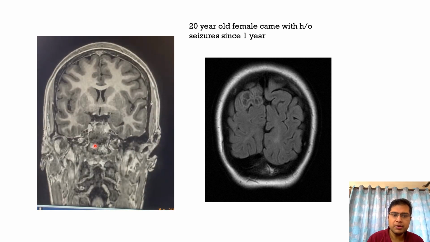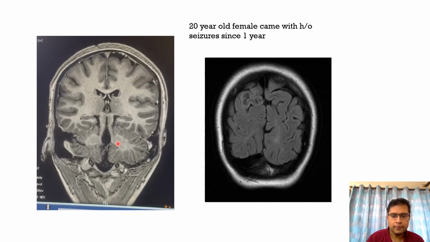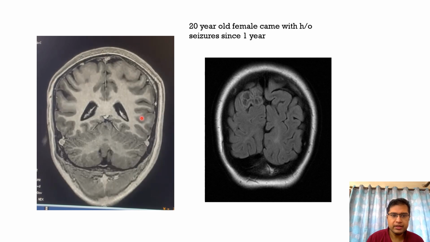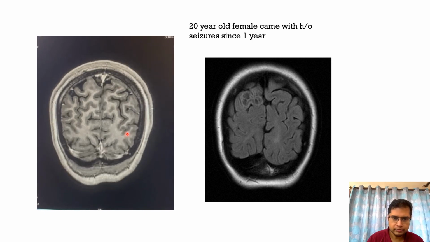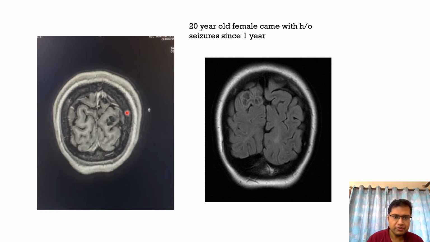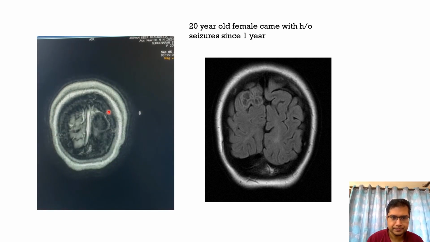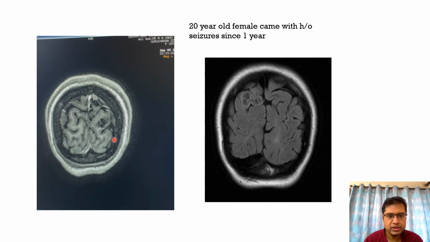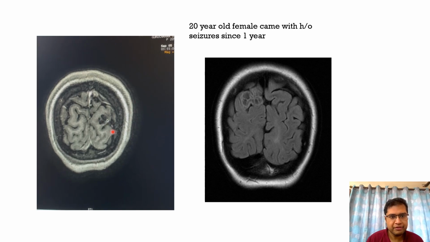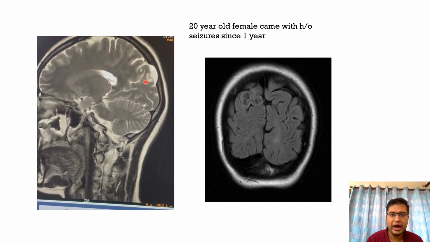These are the coronal images, T1 post contrast images, and we are going from front to back. So this is the cerebellum and these are the occipital lobes which are coming. So in the left occipital region, posteriorly, what we see is there is a bubbly lesion which is not enhancing on these post contrast images. This bubbly lesion which is seen in the left occipital cortex, which is very well defined, and these are the T2 weighted images where we can see that it is T2 hyperintense.